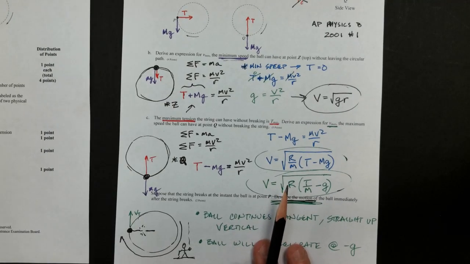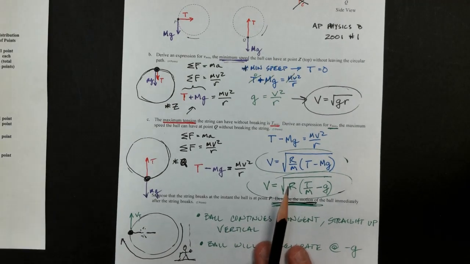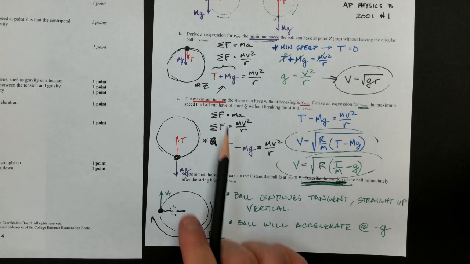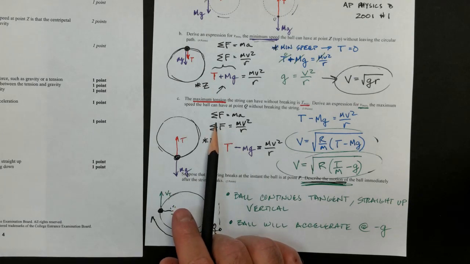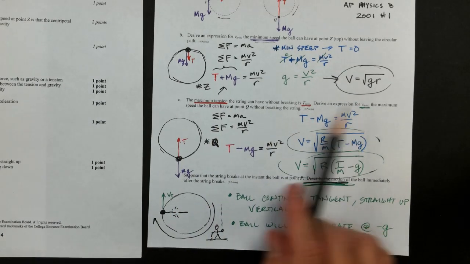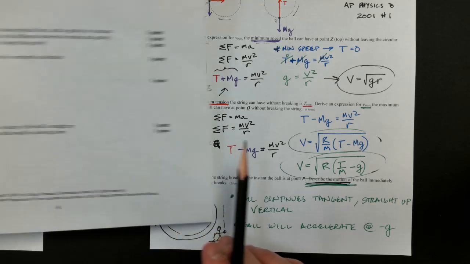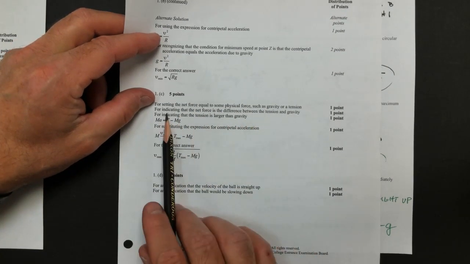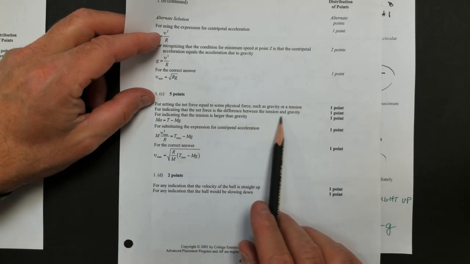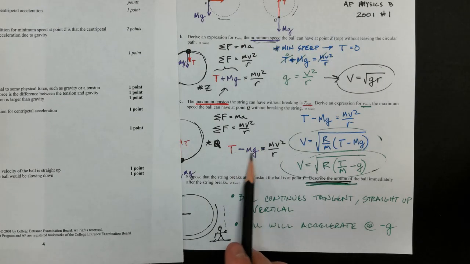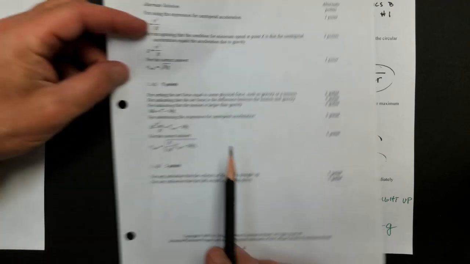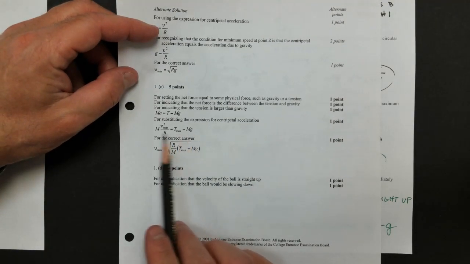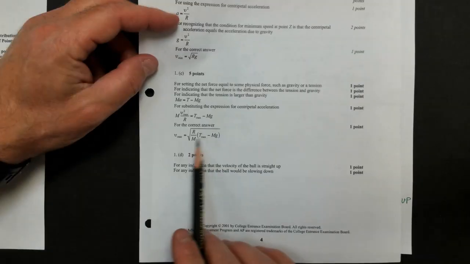Okay, the last part that's sort of algebraic was finding the maximum tension that it can have. The maximum speed for the maximum tension. Same thing, net force equal to some physical force, indicating that the force is the difference between tension and gravity, so that's what we have here. That's what the net force is. For substituting the expression equal to centripetal acceleration or centripetal force, that's what we did here. And then finally doing the algebra.